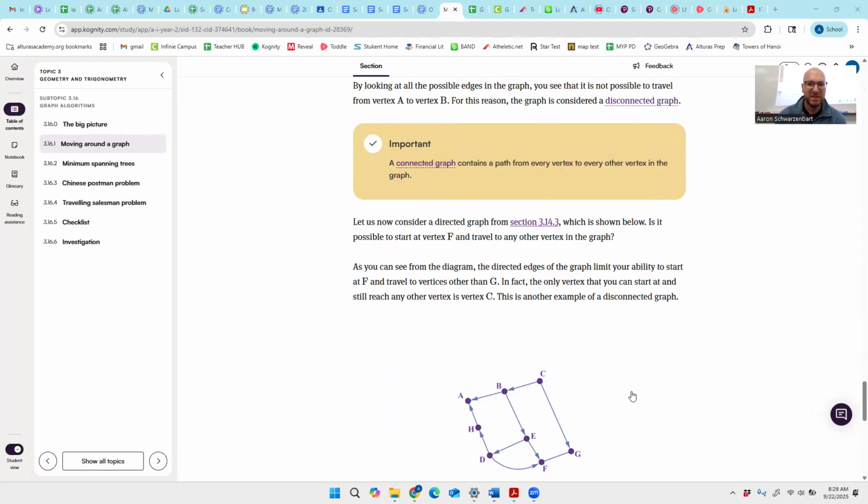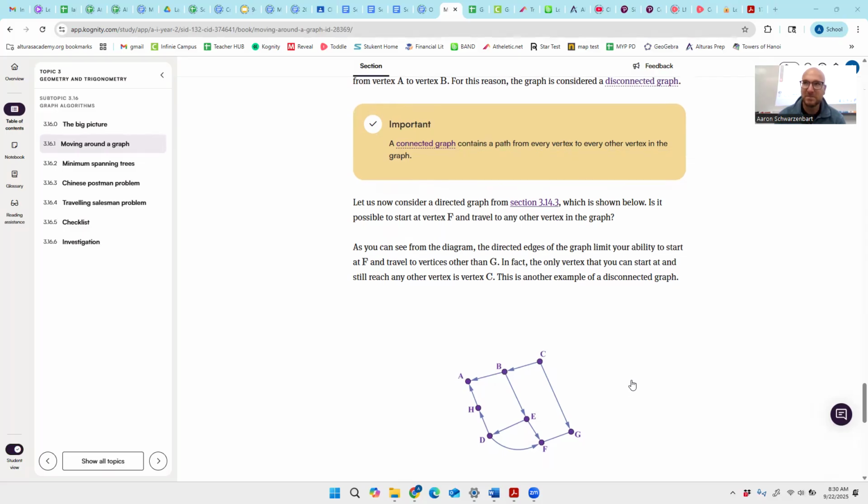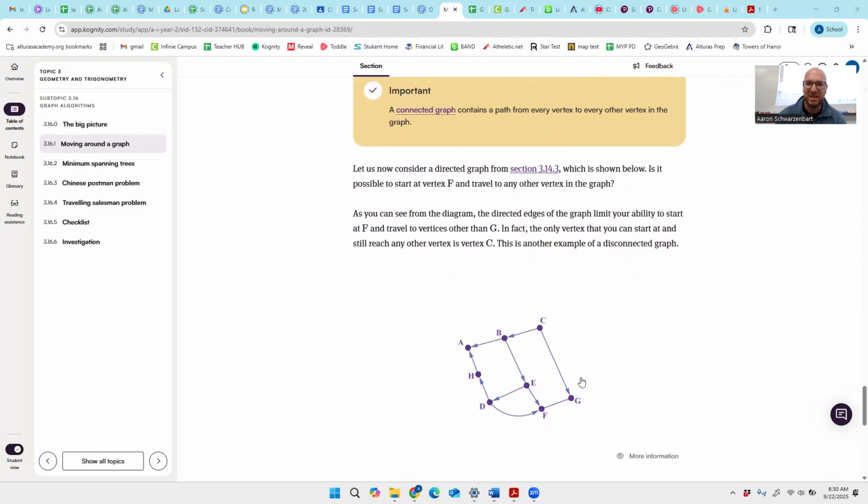The graph below is not a connected graph. Because of its direction, you can't get from E to C. Or really from any vertex to C. I'm not sure if that applies to any others, but I guess you can't get from E to B. You cannot go from vertex E to B on that graph. So that is not a connected graph.